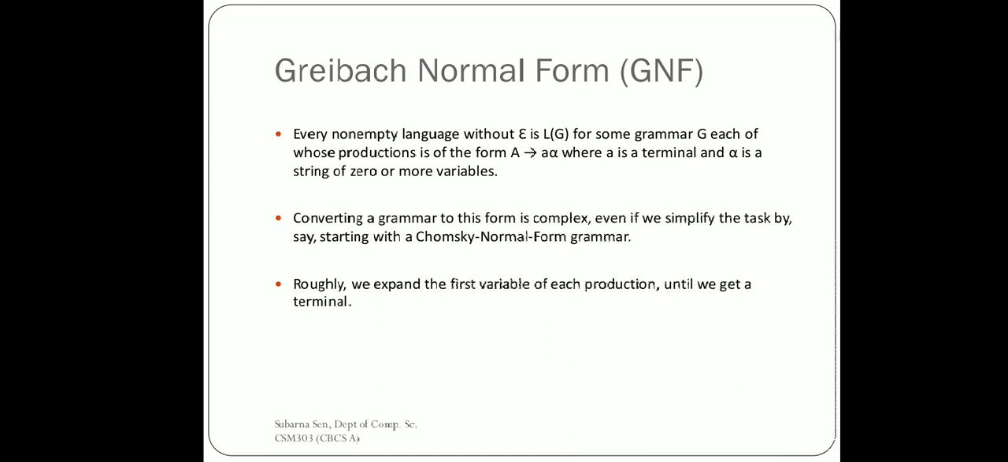So if you follow the CNF, it can consist of one variable deriving two variables, or one variable deriving a terminal. But in case of Greibach normal form, more relaxation has been given. One variable can derive a terminal and any number of variables after that. So if you are given any CFG, it is very easy to convert it to Greibach normal form once you can convert it to CNF, right? Following the CNF, you can move to Greibach normal form. So you know how to convert a grammar to CNF, so it will be an easy task for you, right?